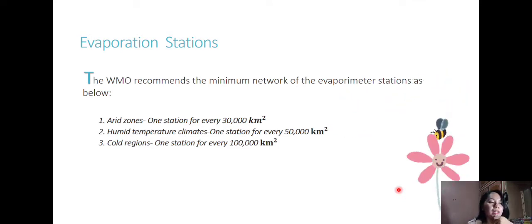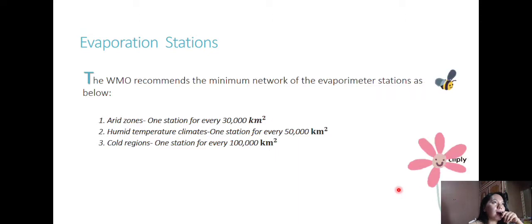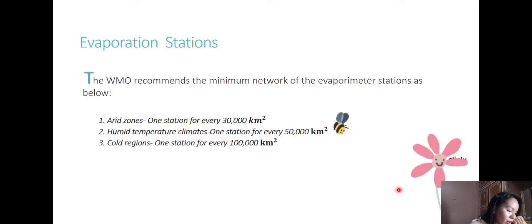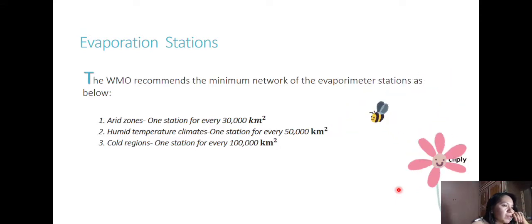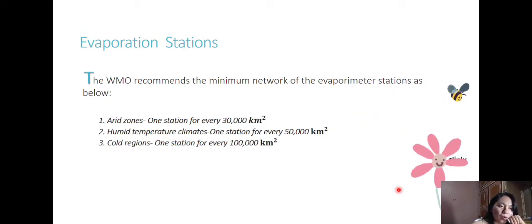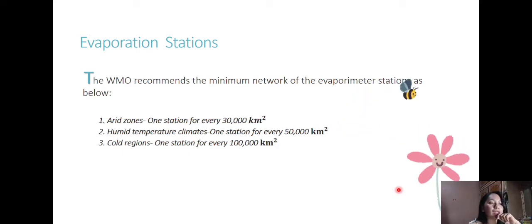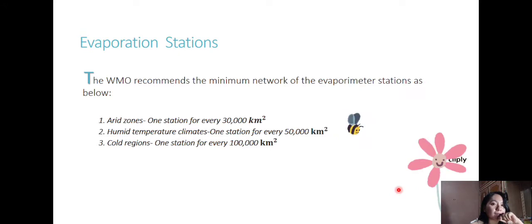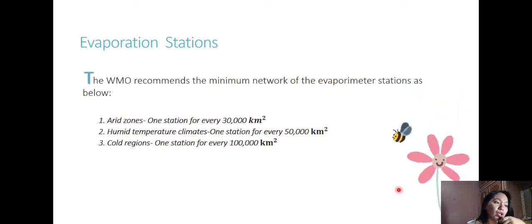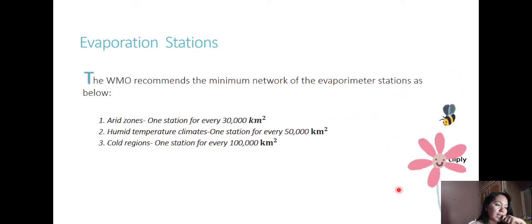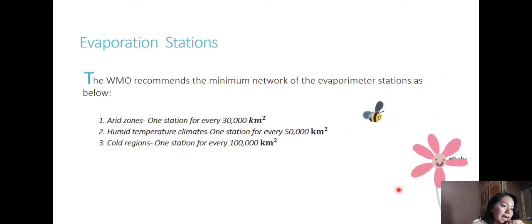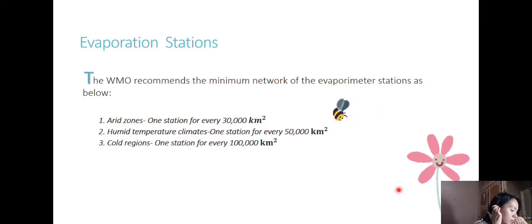So, there are evaporation stations where the evaporimeters should be installed. The WMO, or the World Meteorological Organization, recommends the minimum network of evaporimeter stations as below. In arid zones, one station for every 30,000 kilometers squared, in humid temperate climates, one station for every 50,000 kilometers squared, and in cold regions, one station for every 100,000 kilometers squared.